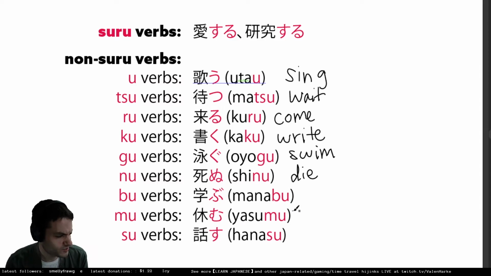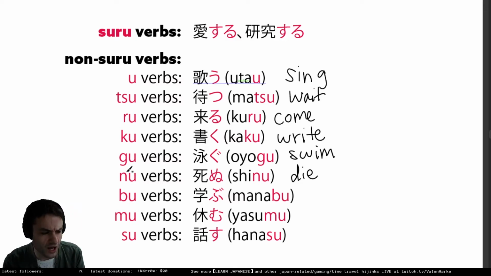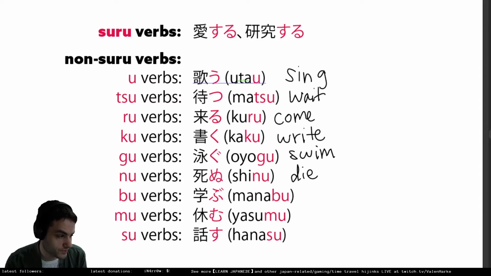Die. Suddenly, things have gotten very heated here in the classroom. Why did I use shinu as the example for nu verbs? Because it's really the only example there is. There are almost no verbs that use nu, and shinu is the one that comes to the top of my head. There might be a couple others, but nothing that comes to mind. So, all right, let's move on. Manabu, right? Study.